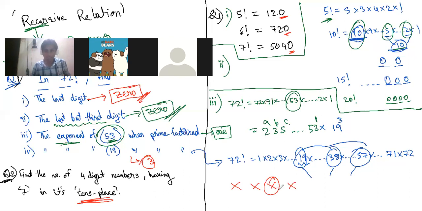So tens place is this. This is the units place. This is the tens place, hundreds place, thousands place. Okay. So what is the question? The question is you have to find all 4-digit numbers such that you have a 7 here. So think about it carefully. It's a very good question.